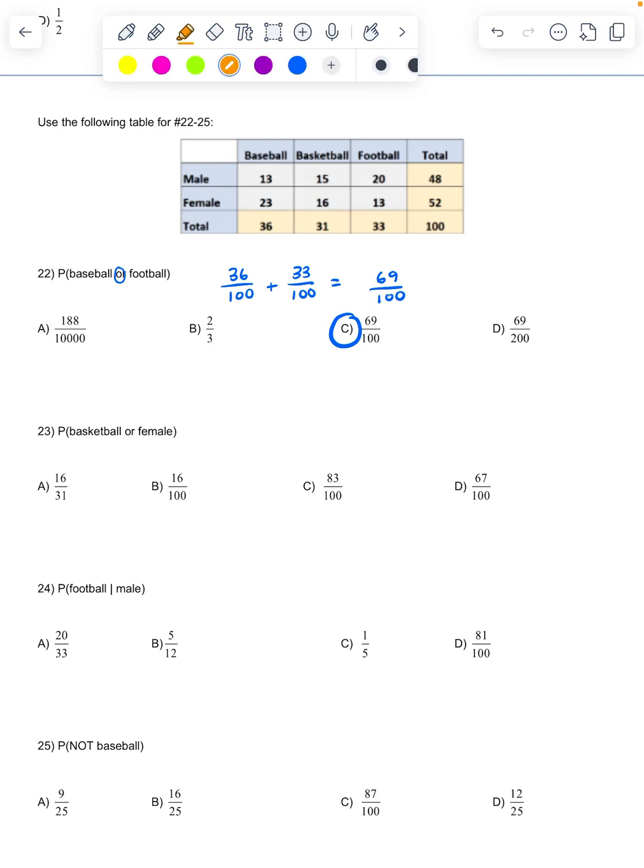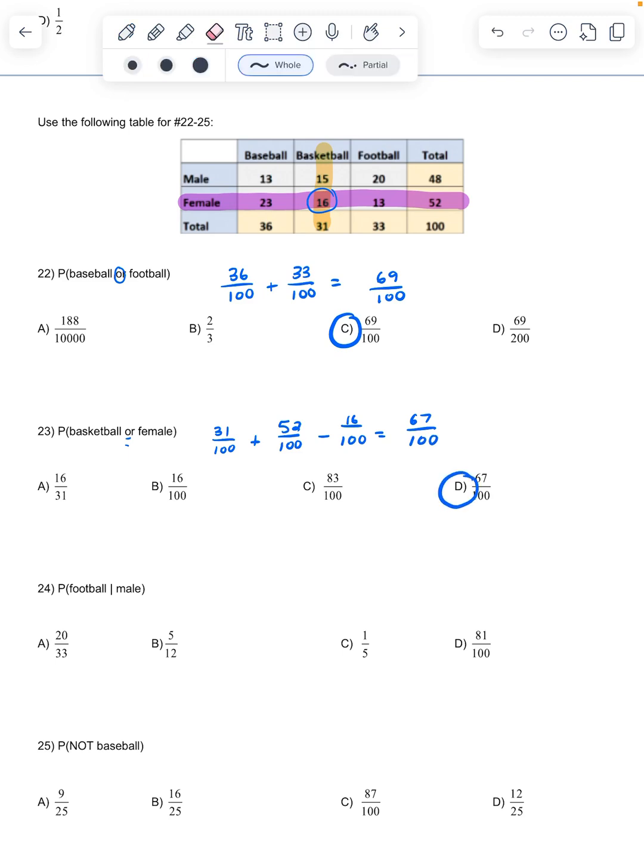Basketball or female. So I'm going to highlight my basketball people. I'm going to highlight my female people, and you can see that when I do that, there is physically an overlap between my 2 colors. So or is going to mean add, but also subtract the overlap. So my basketball people make up a total of 31 out of 100 people, plus my females make up 52 out of the 100. But I have to subtract where basketball meets female, and that's 16 total people. So I'm subtracting the overlap. So 31 plus 52 minus 16 is 67 out of 100. And this is option D.